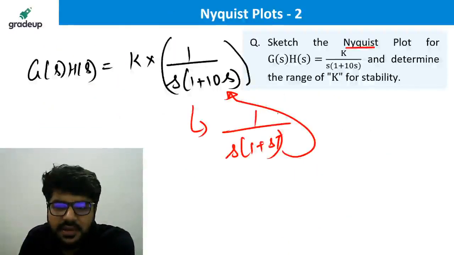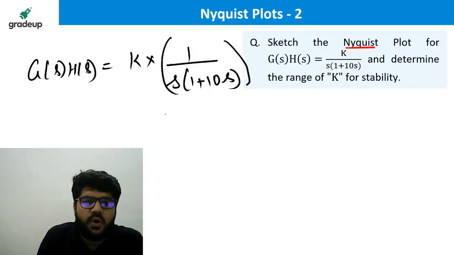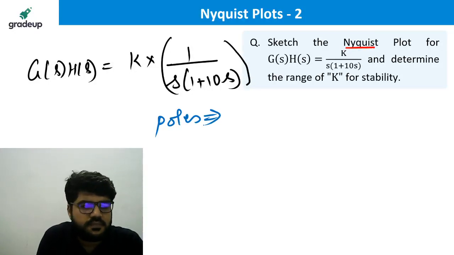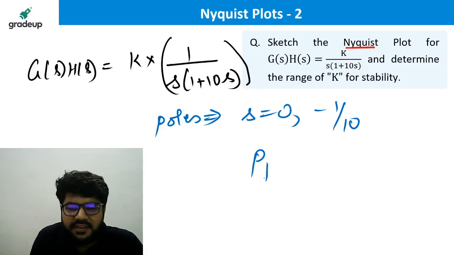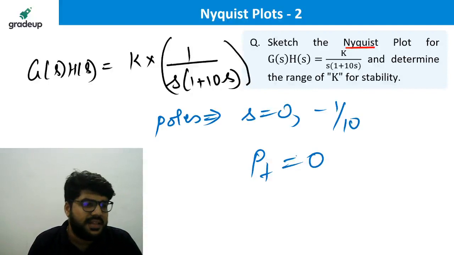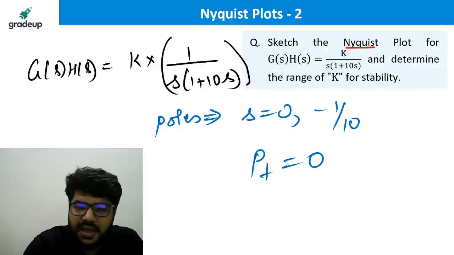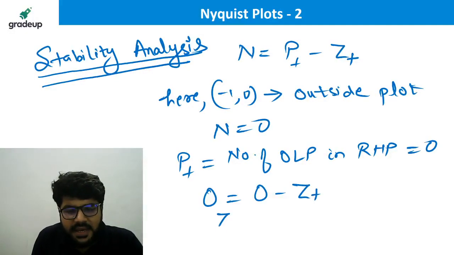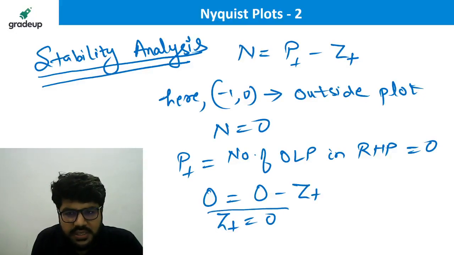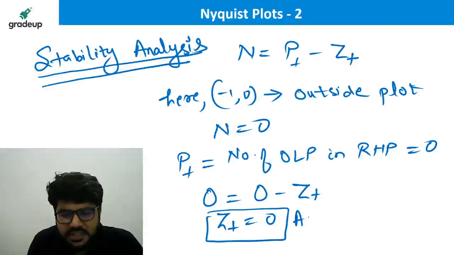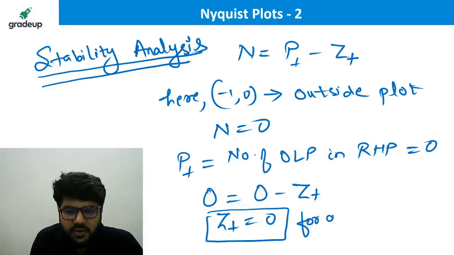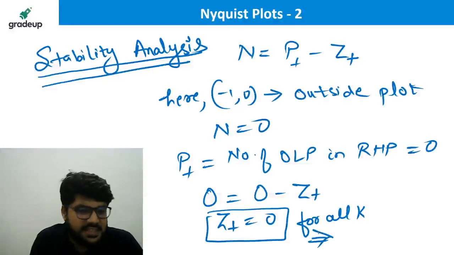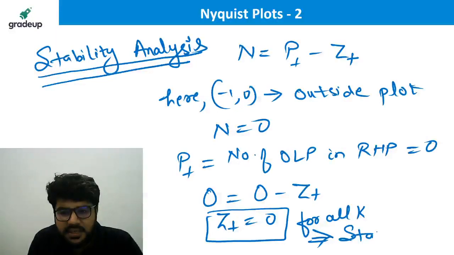So let us go back to the question slide. What are the poles? It is 0 and minus 1 by 10. So the value of P plus is 0. There is no pole in the RHP. So apply: 0 is equal to 0 minus Z plus. So Z plus is equal to 0 always, for all K, and Z plus equal to 0 means the system is stable.